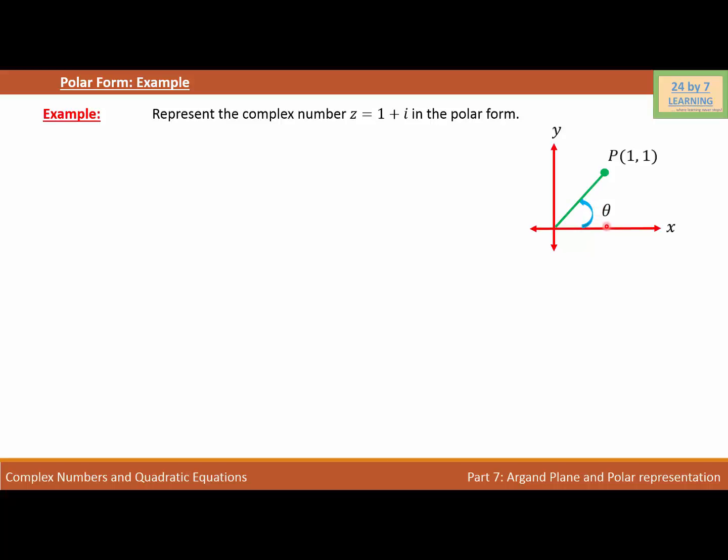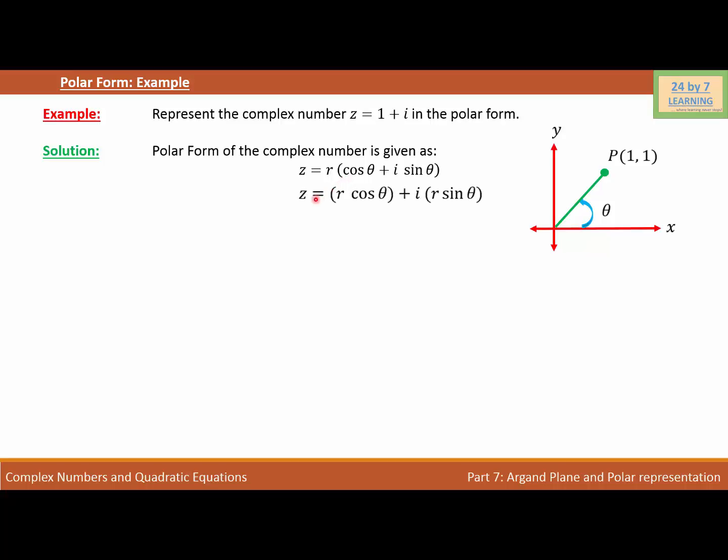Now let's write the complex number in polar form. The polar form of a complex number is given as z equals r (cosine theta plus i sine theta). If I simplify, I will distribute r inside the bracket, and I will write z equals r cosine theta plus i r sine theta.